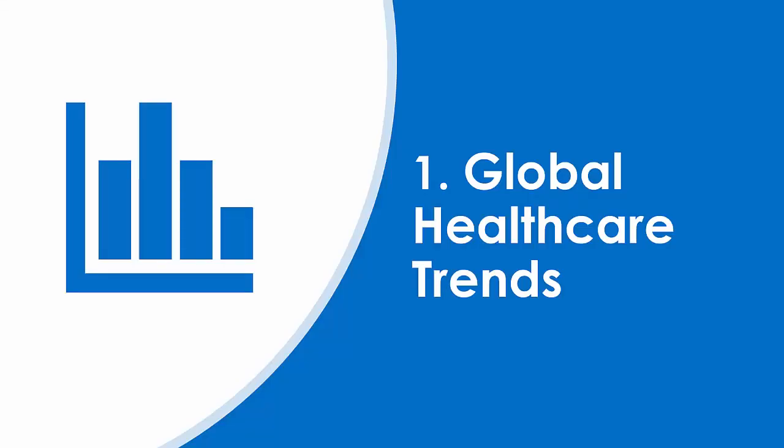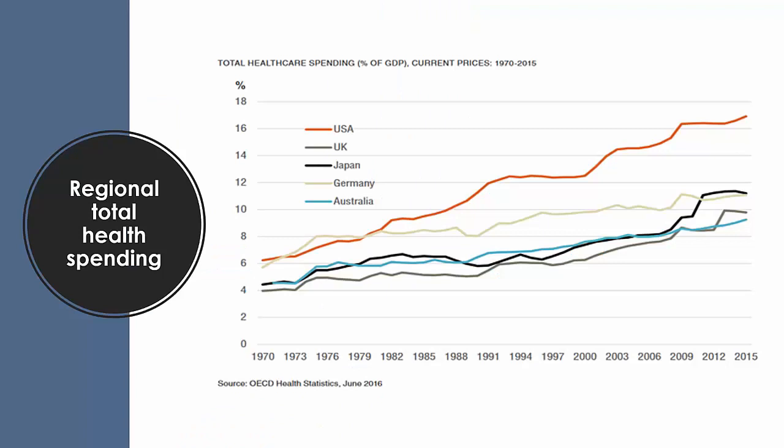We're going to look first at the global healthcare trends, some of the broad figures and projections for the coming years. Here we're looking at total health spending for a number of different major regions in the world. And this is as a percentage of GDP, and these are prices adjusted for inflation. So we're not looking at nominal prices here, we're looking at real prices of total healthcare spending from 1970 to 2015. And this gives you a sense of the growing importance of healthcare from a political and economic perspective.